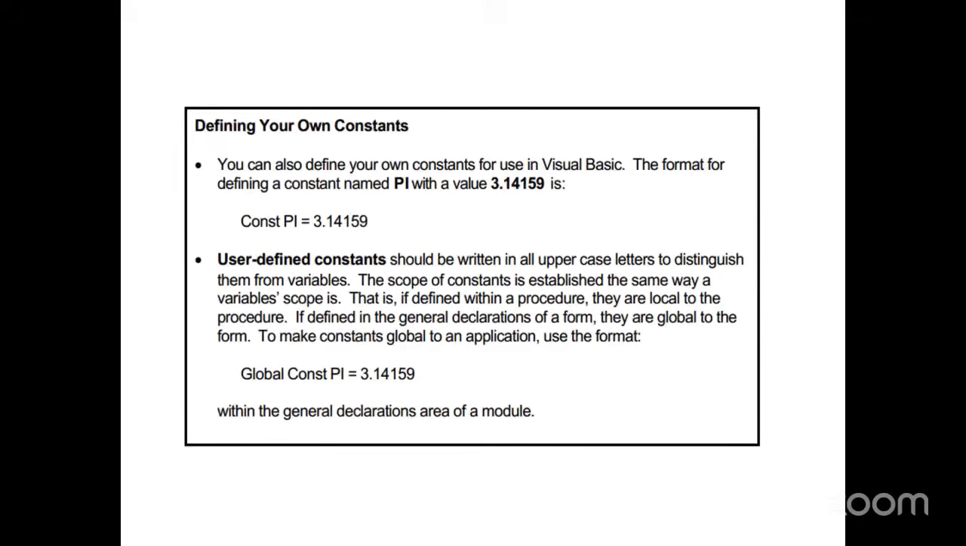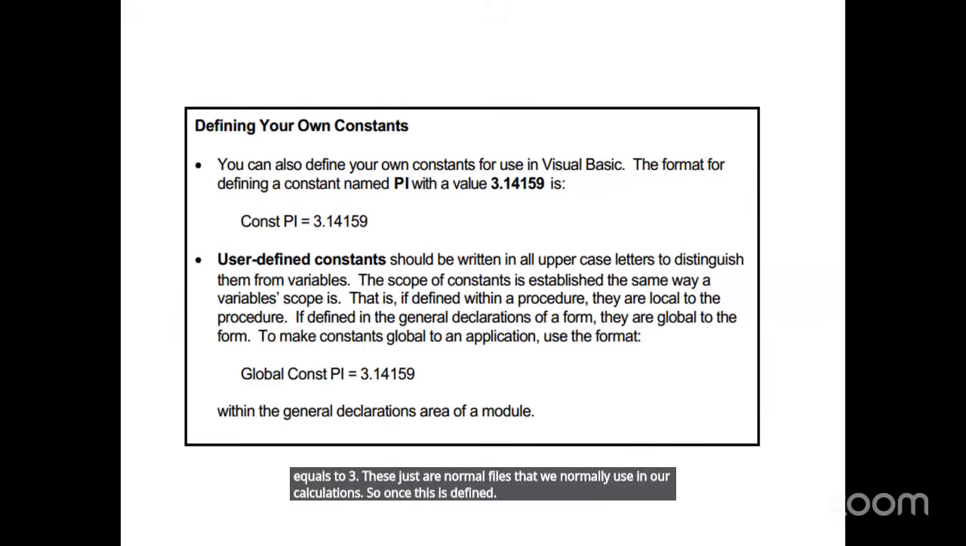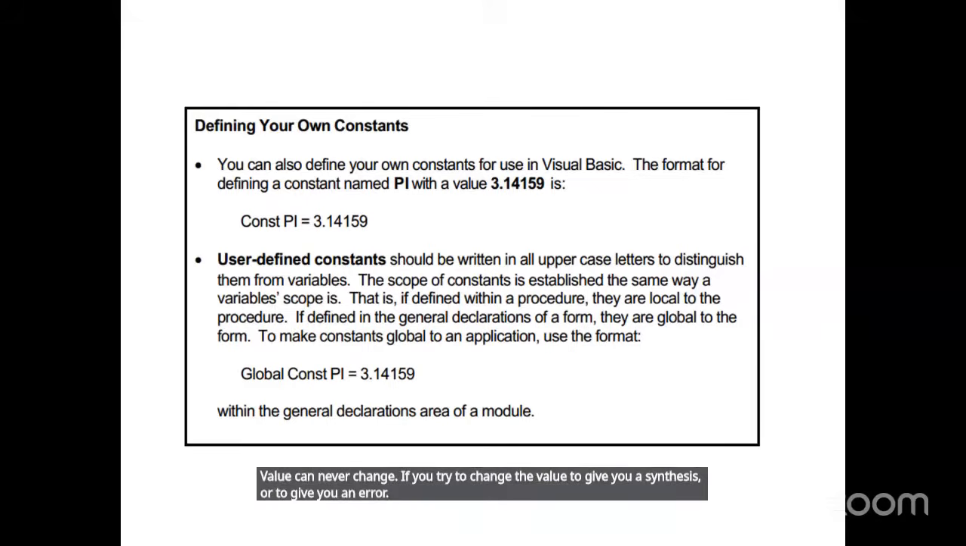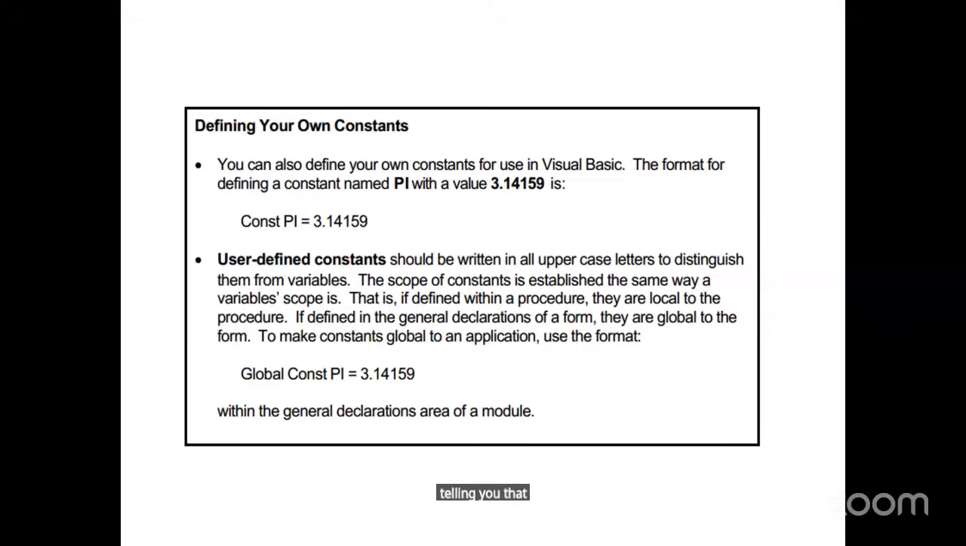So this is a typical way to define a constant. You just have the keyword const pi equals 3.14. This is just our normal pi that we normally use in our calculations. Once this is defined, the value of this particular pi can never change throughout the program. If you try to change the value, it will give you a syntax error, telling you that this is a constant and must remain the same throughout.